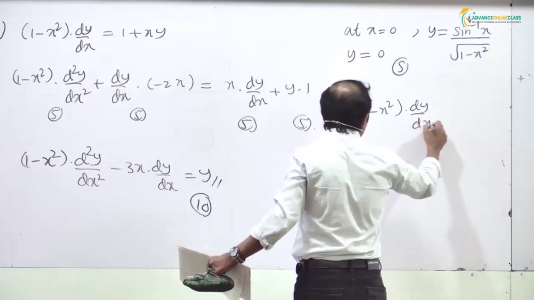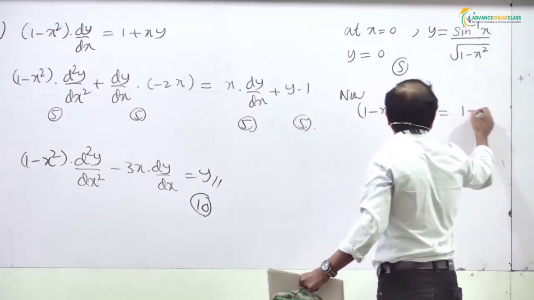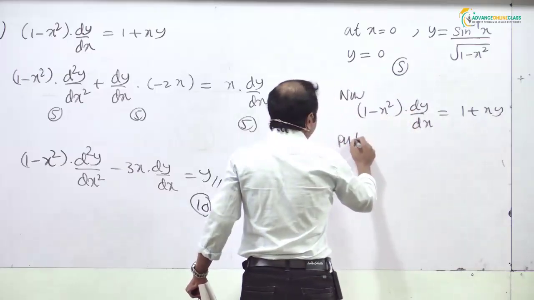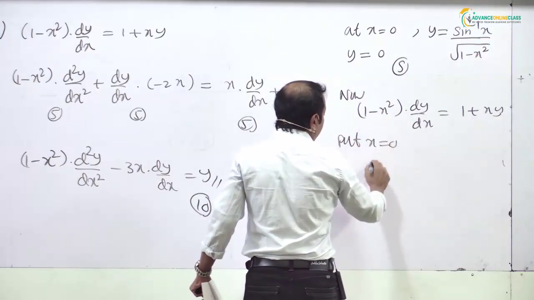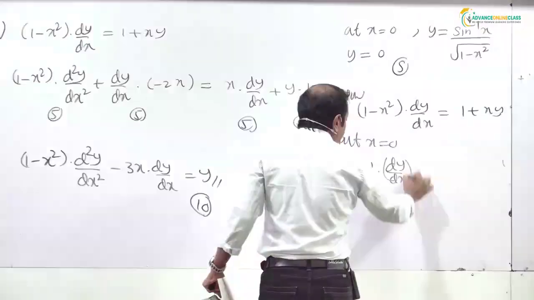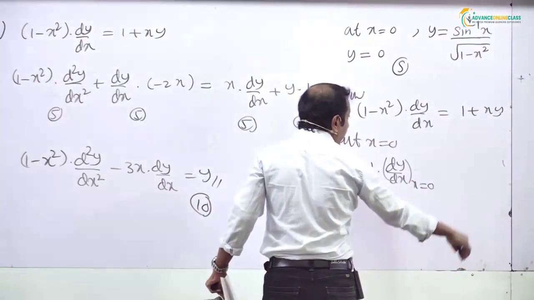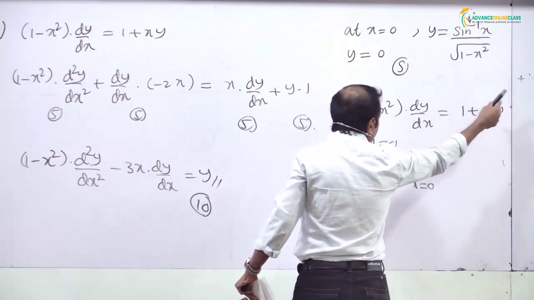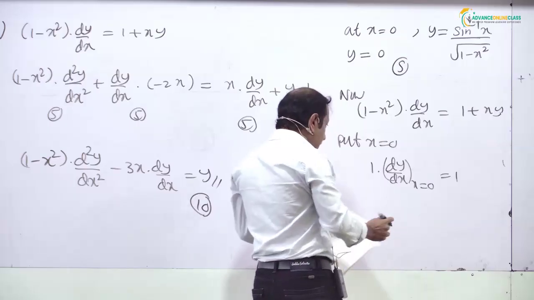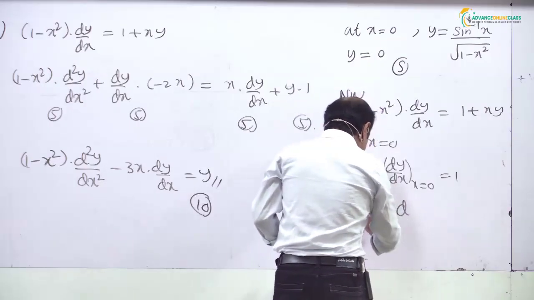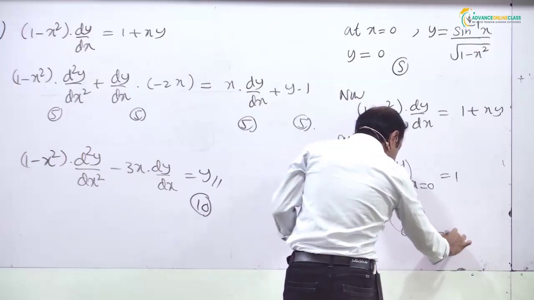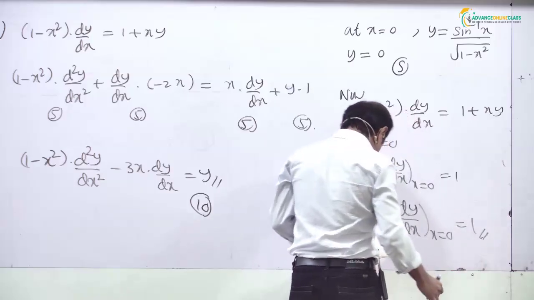dy over dx equals 1 plus xy, right? We'll put x = 0 here. Then this bracket is 1. This is the dy by dx, its value at x equals 0. Right hand side, when you put x = 0, this product will be 0. We get 1. Then we get dy by dx at x equals 0 as 1. You get 5 marks for this.